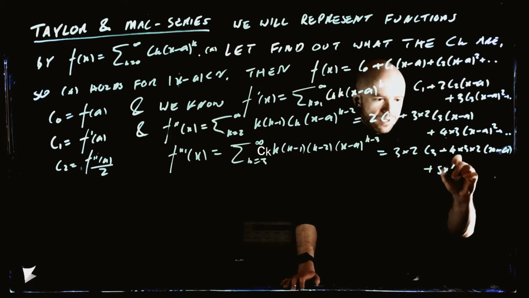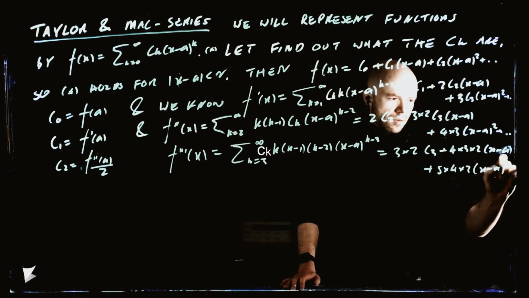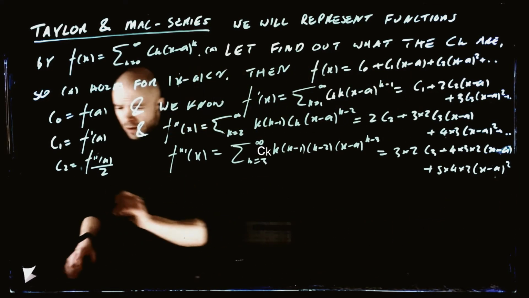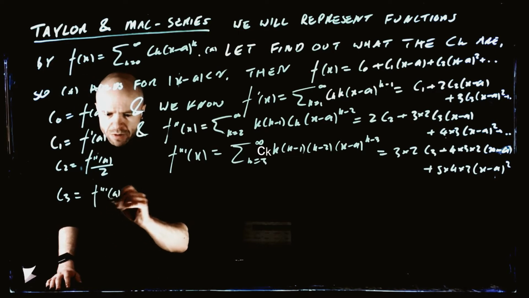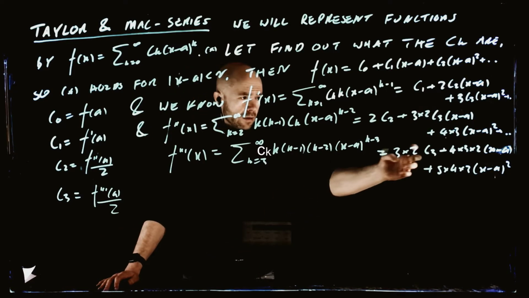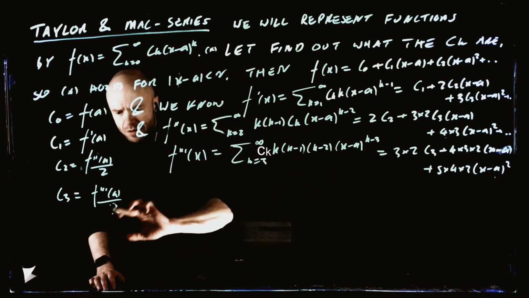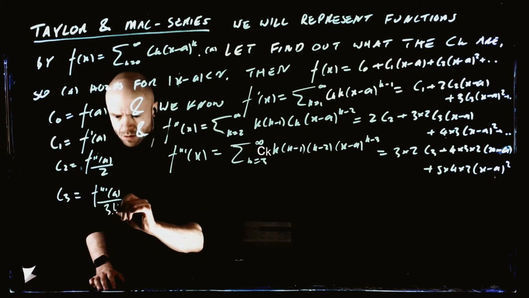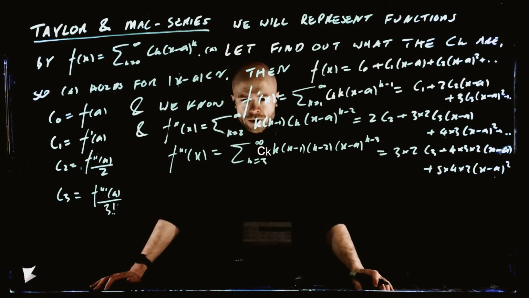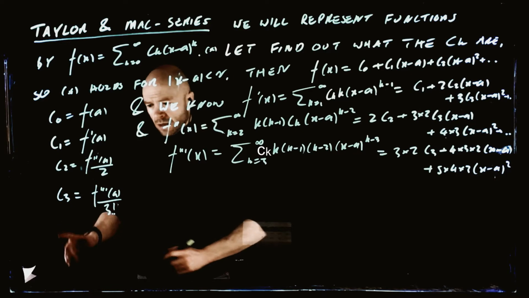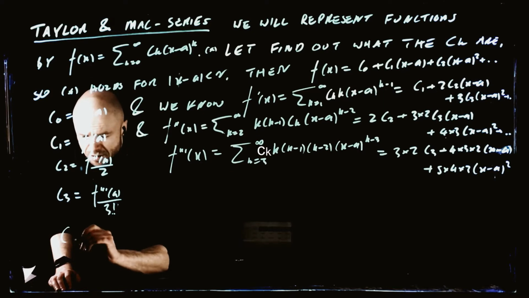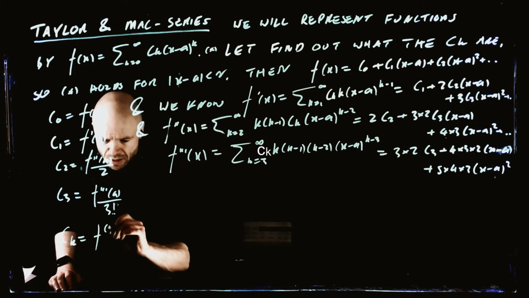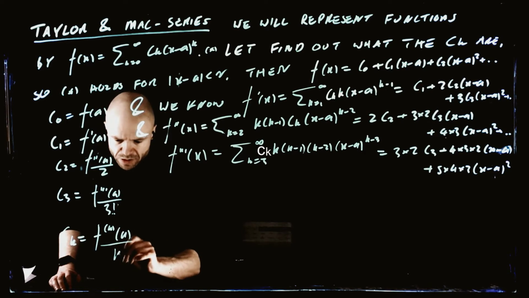And the next term is 5 times 4 times 3, x minus a squared, and so on. Stick in x equals a, and we have that c3 is equal to the third derivative at a times 3 times 2, which is the same as 3 factorial. And we'll just keep going. Every time we do this, we're going to find another coefficient. And the general formula, as you can see, falls out from this pattern: the kth coefficient is the kth derivative over k factorial.